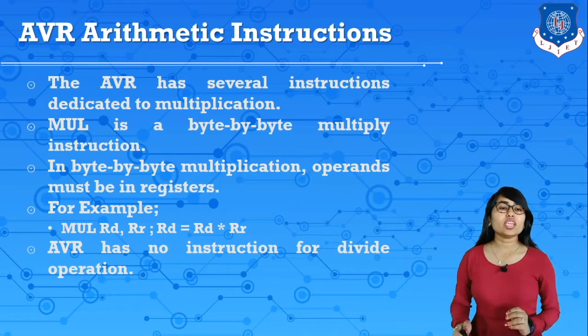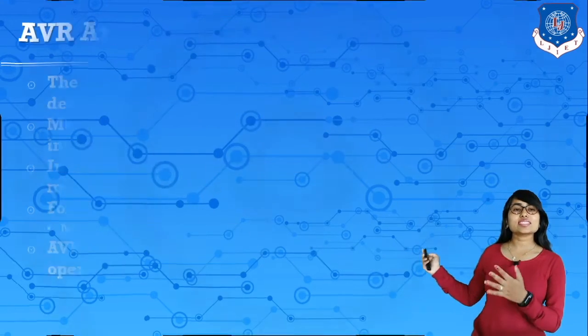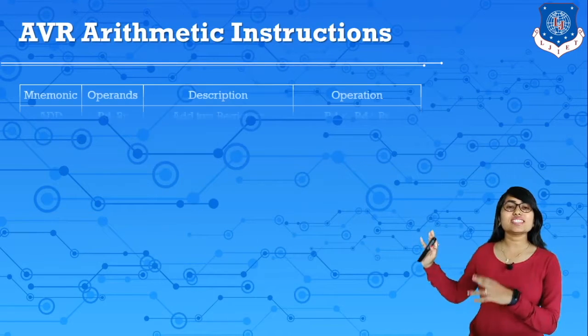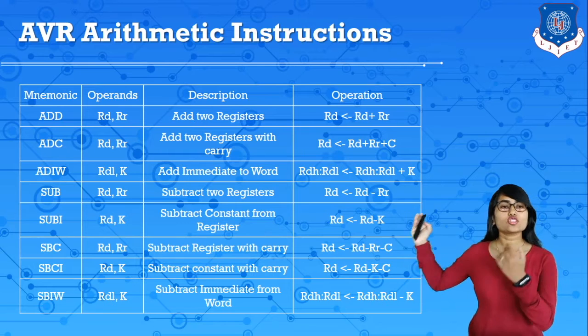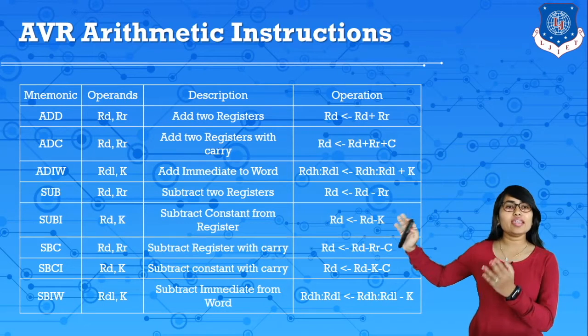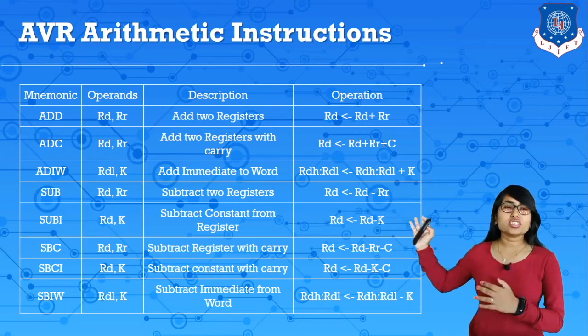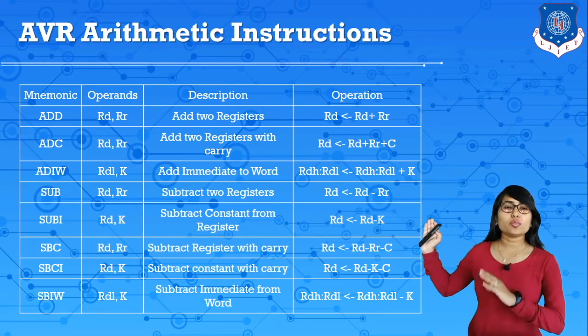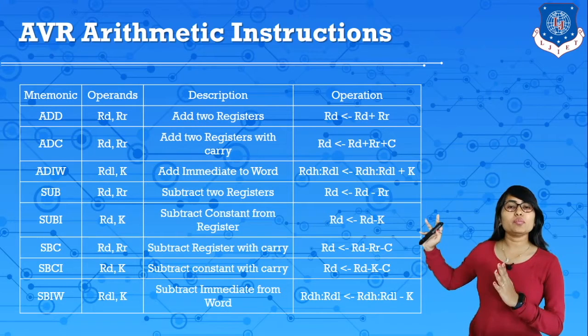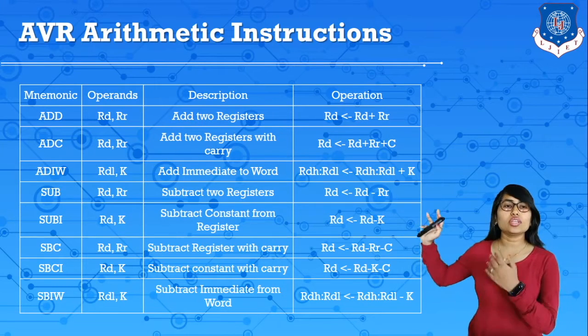So this AVR has only multiplication instruction, there are no instructions for divide operations. Now let's discuss all the arithmetic instructions in one table. Okay, so first we have ADD, the add instruction. ADD Rd, Rr. This is basically to add the contents of two registers. So it performs the operation Rd plus Rr and the result is stored in Rd.